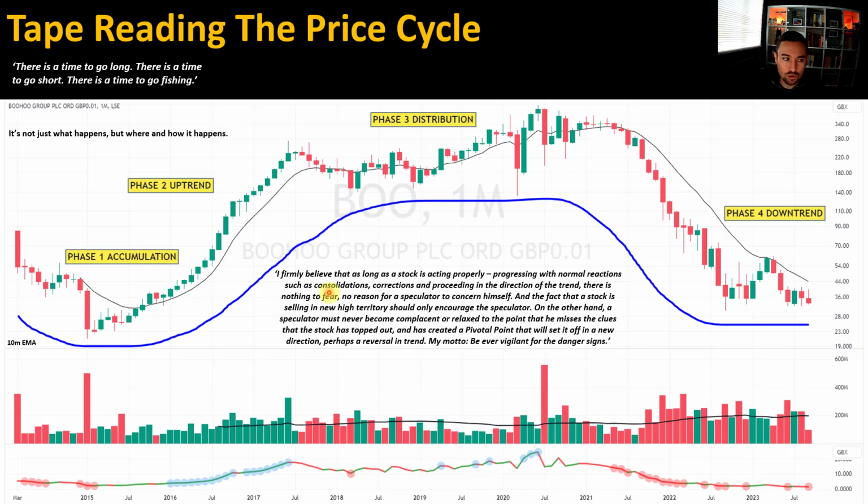So I'm sure many of you will be familiar with the price cycle, or you could call it stage analysis if you read Stan Weinstein's book or Mark Minervini's book, but it was Wyckoff who really came up with the initial concept of the price cycle. So there's phase 1 accumulation, there's phase 2 uptrend, phase 3 distributional top, and a phase 4 downtrend.